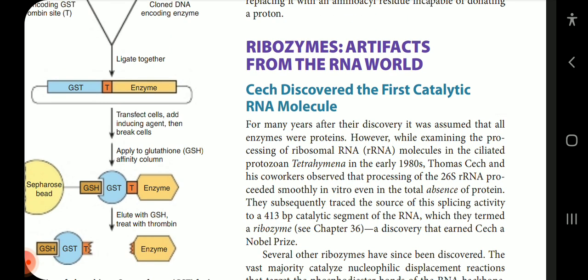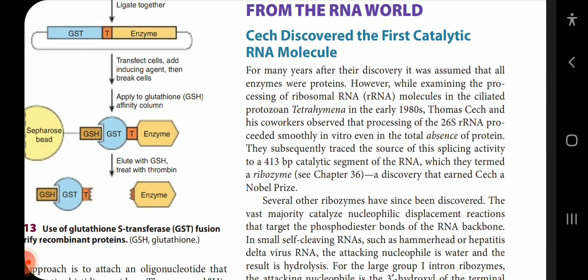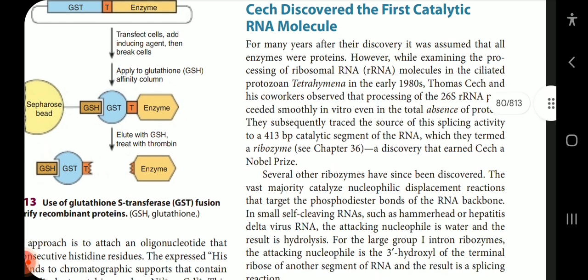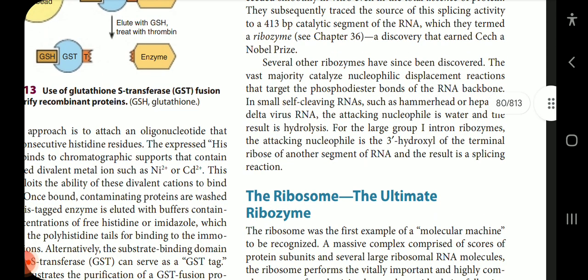Ribozymes, artifacts from the RNA world. Cech discovered the first catalytic RNA molecule. For many years after their discovery, it was assumed that all enzymes were proteins. However, while examining the processing of ribosomal RNA, rRNA, molecules in the ciliated protozoan Tetrahymena in the early 1980s, Thomas Cech and his co-workers observed that processing of 26S RNA proceeded smoothly in vitro even in the total absence of protein. They subsequently traced the source of this splicing activity to a 413 base pair catalytic segment of the RNA, which they termed a ribozyme, the discovery that earned Cech a Nobel Prize.